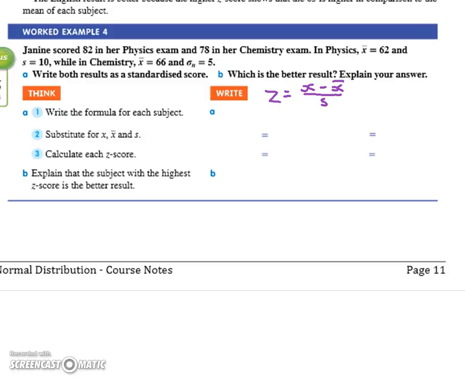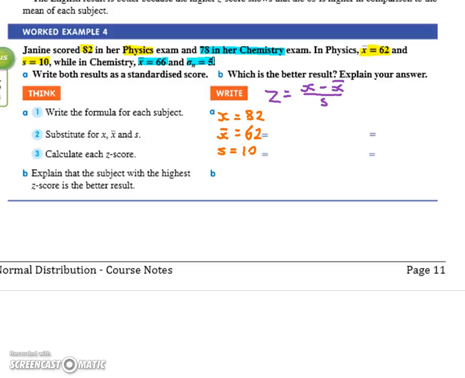Yes, for standard deviation. Okay, so let's have a look at physics. What do we know for physics? What was her score? 82. What was the mean? Excellent. And what was the standard deviation? 10. Up here. Her score was 82 in physics. Whereas in the other one, 78 in chemistry. Mean was 66 and standard deviation was 5.